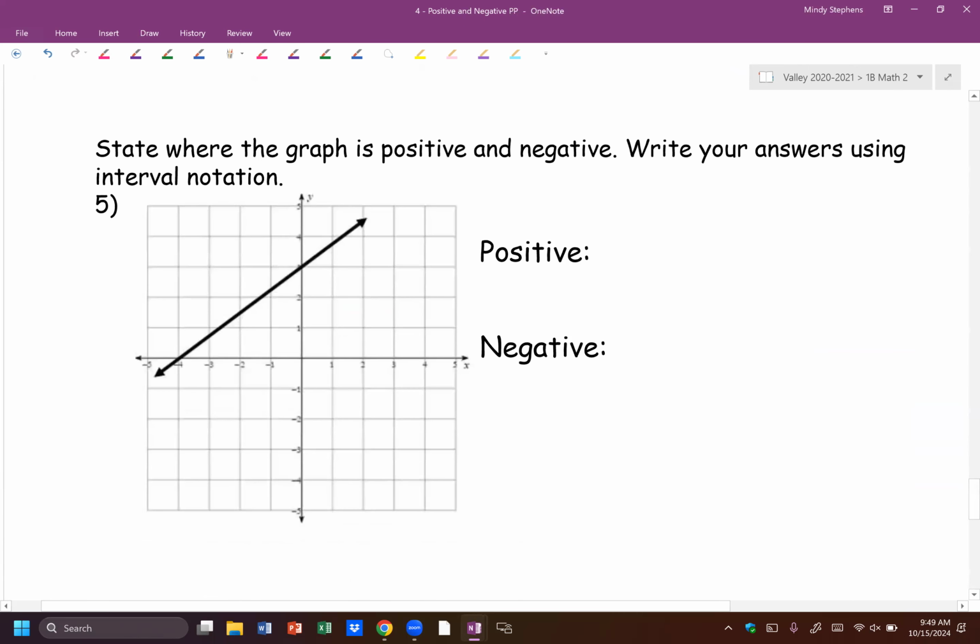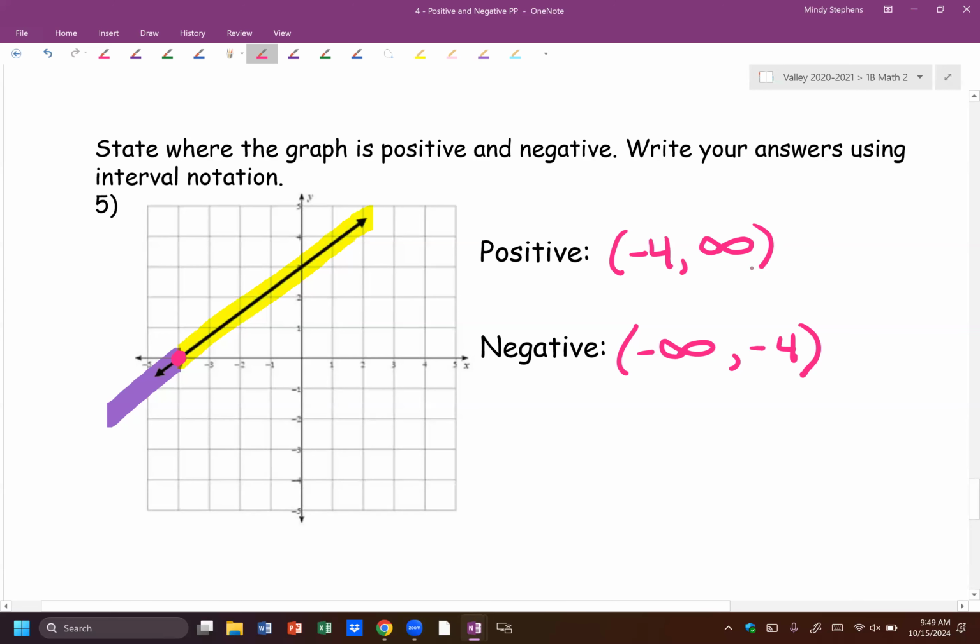All right, number 5. So starting here, all of this is positive, but this piece is negative. So if it's above, it's positive, below is negative. So the left side, the purple piece, is negative. That's where we're starting, and it's going clear to the left forever. So the negative piece goes from negative infinity, and it stops right here on the x-axis, which is at negative 1, 2, 3, 4 if we count. So negative 4. Then it becomes positive at the same number, so negative 4, and it goes forever to the right, which is up to positive infinity.